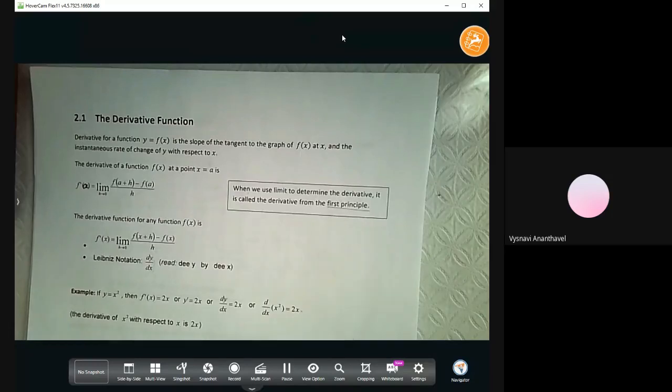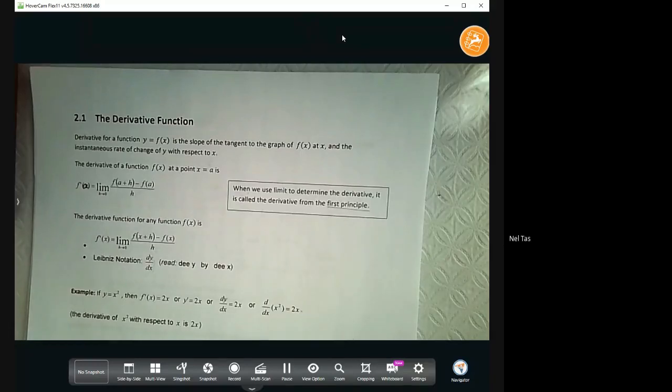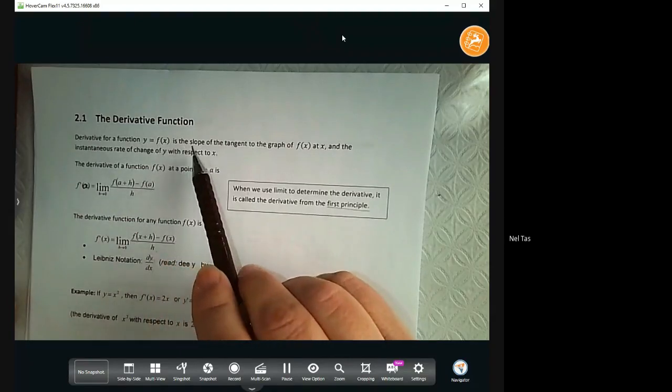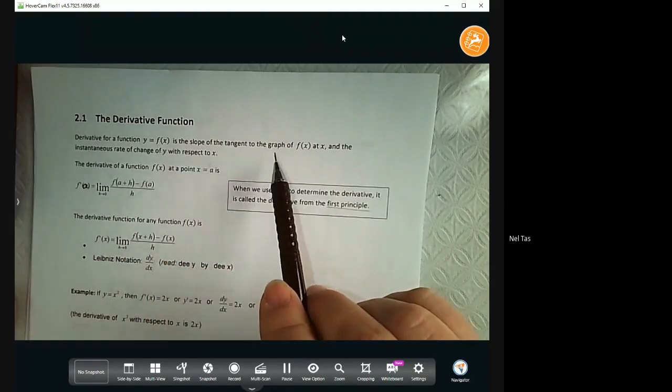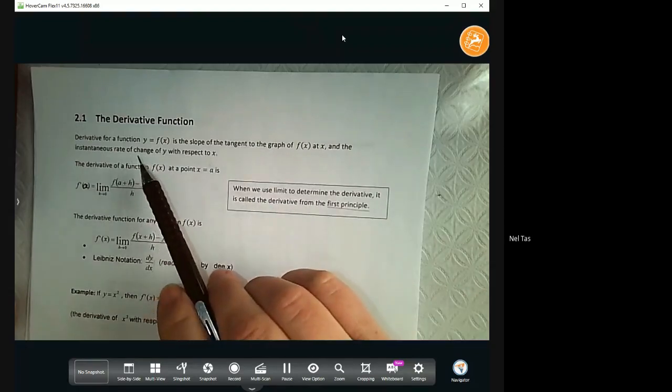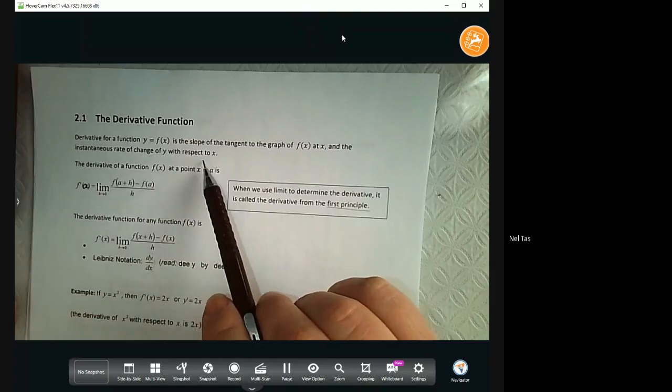2.1 Derivative functions. The derivative for a function y equals f of x is the slope of the tangent to the graph of f of x at x, and the instantaneous rate of change of y with respect to x.